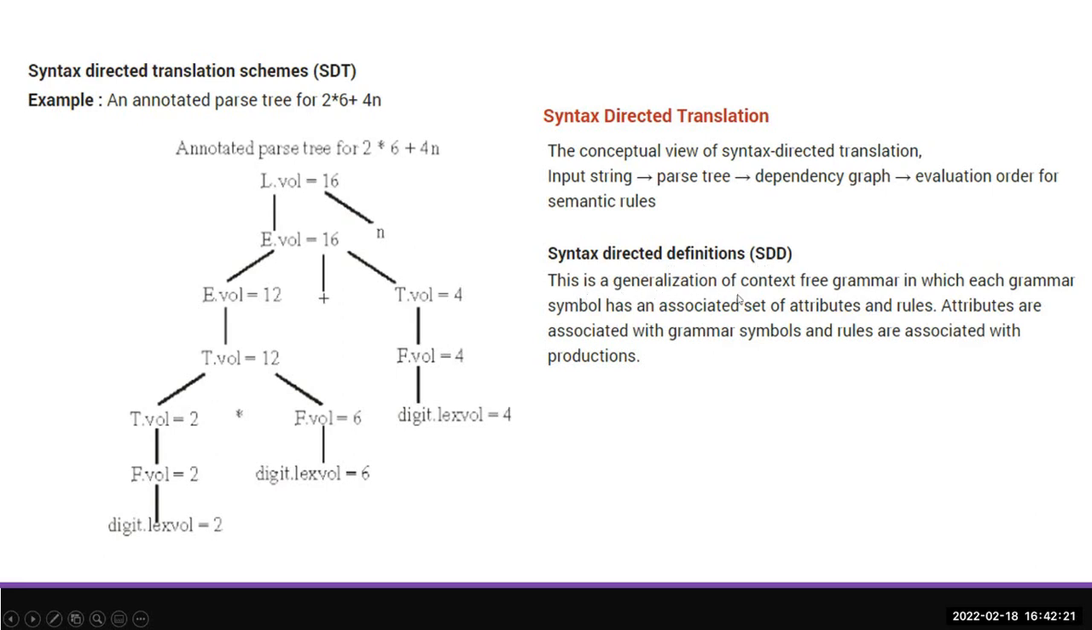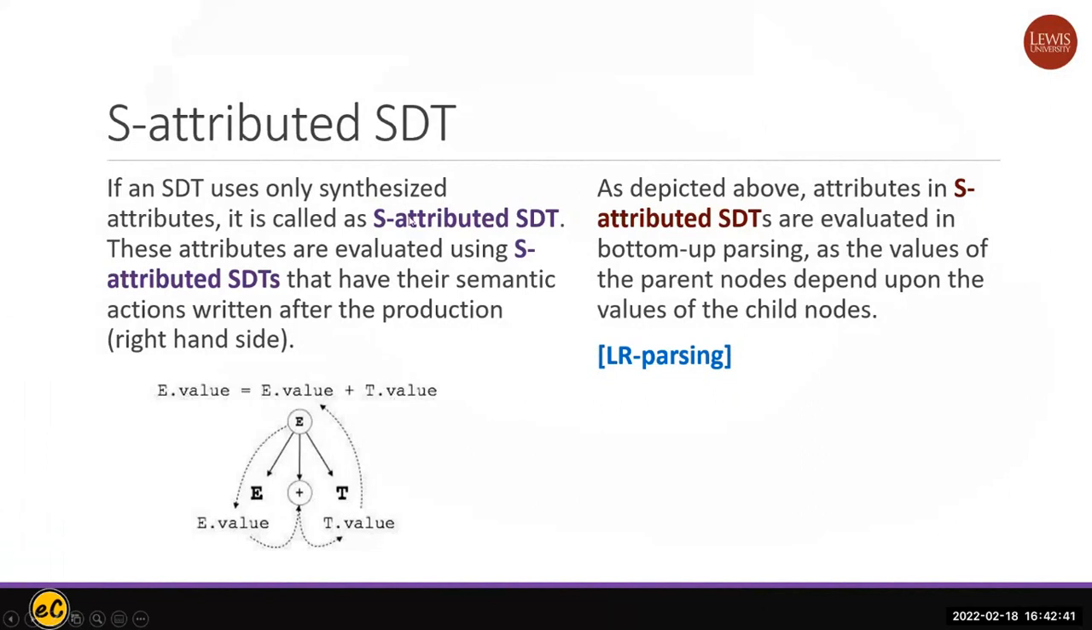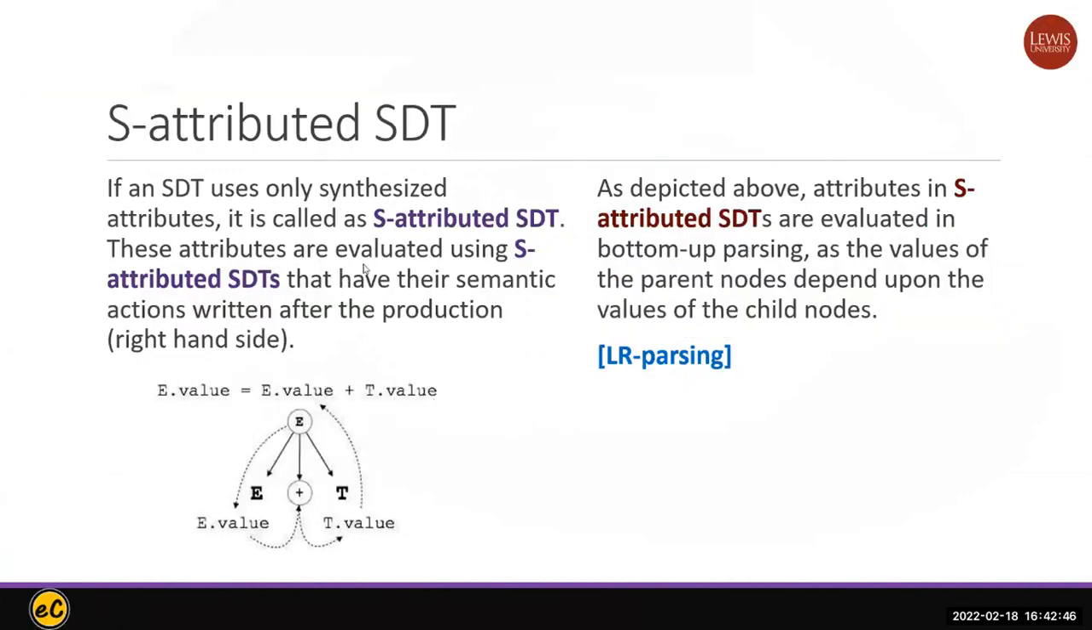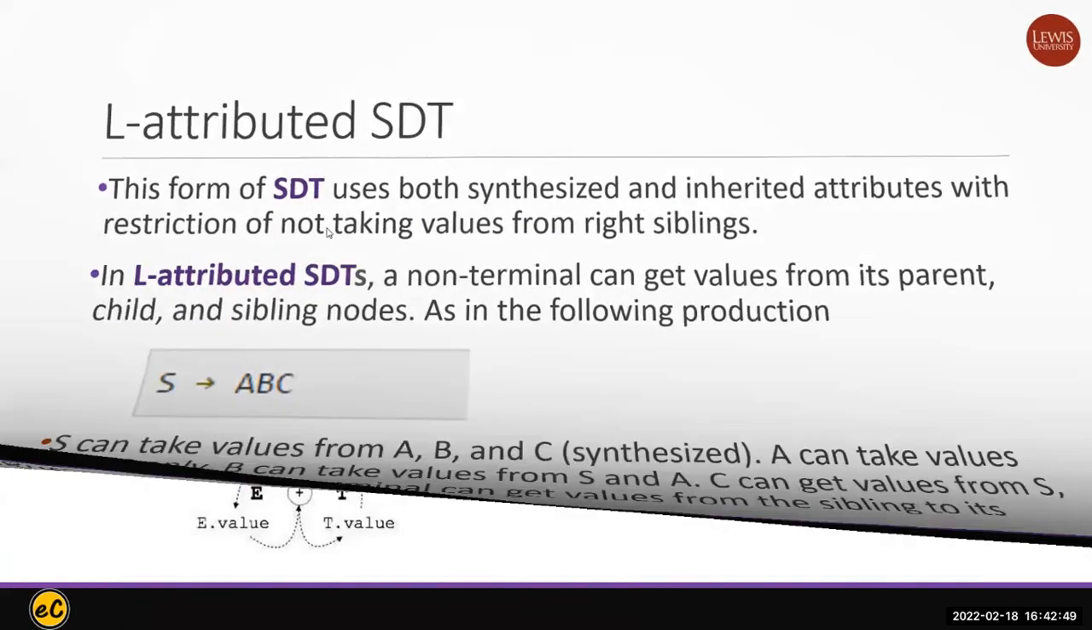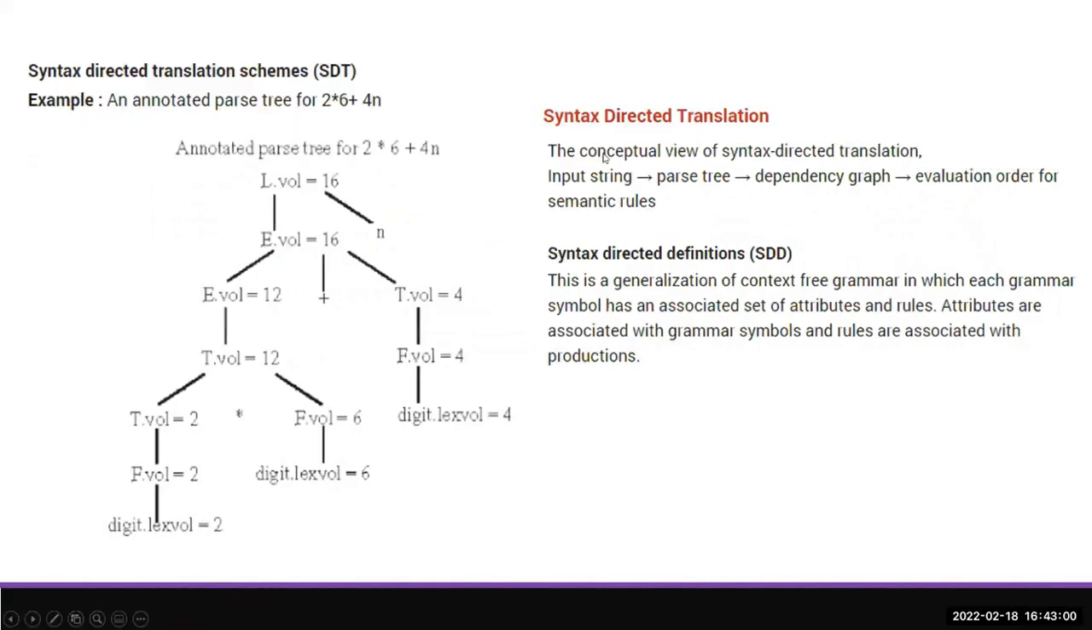So it's a generalization of context-free grammar in which each grammar symbol is associated with attributes and rules. Attributes are associated with grammar symbols, and the rules are associated with productions. So S attributed SDT, okay. SDT is the syntax directed translation. So if an SDT uses only synthesized attributes, we call it S attributed SDT. So SDT, you can think about it as its evaluation flow.